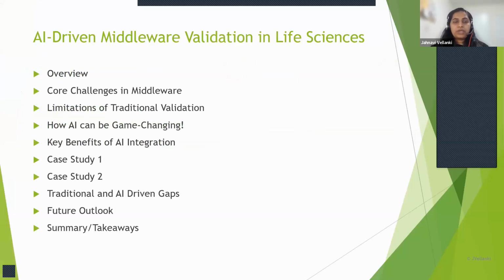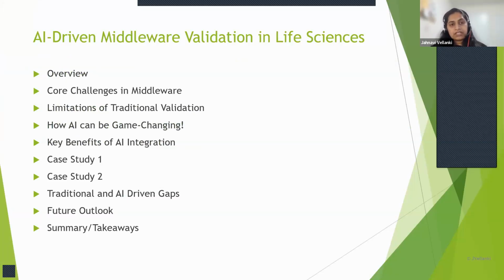So we will start with a few of the agenda items for today's presentation. We'll start with an overview. We'll talk about some definitions, introduce you about what middleware is. We'll go into core challenges in middleware. We'll talk about some of the limitations with traditional validation we have today. We'll talk how AI can be game-changing and revolutionary in today's world. We'll talk few key benefits of AI integration with middleware.